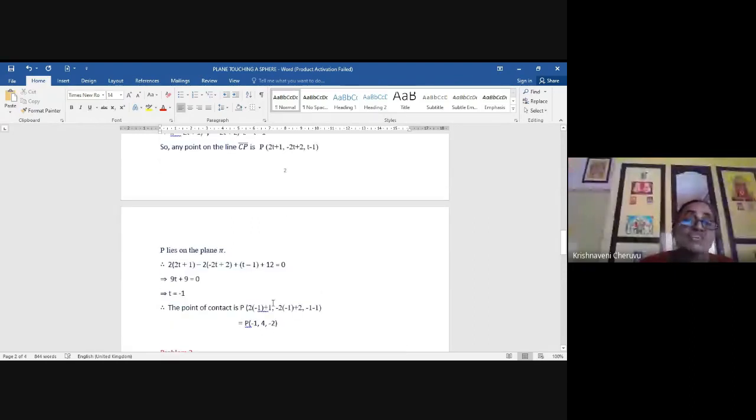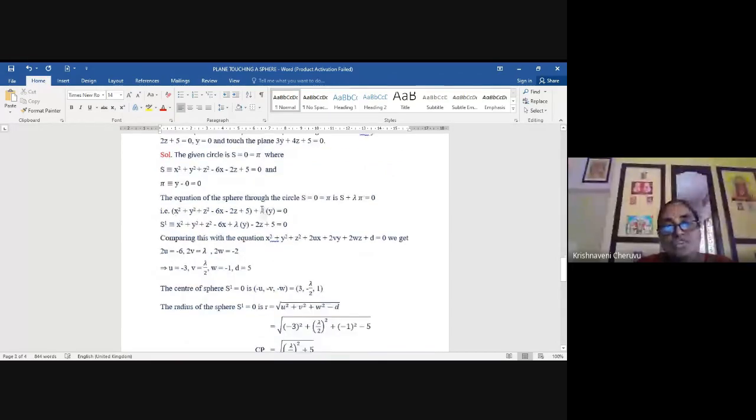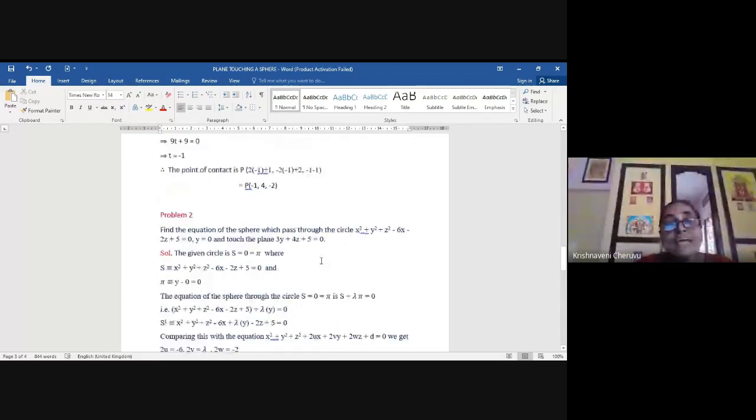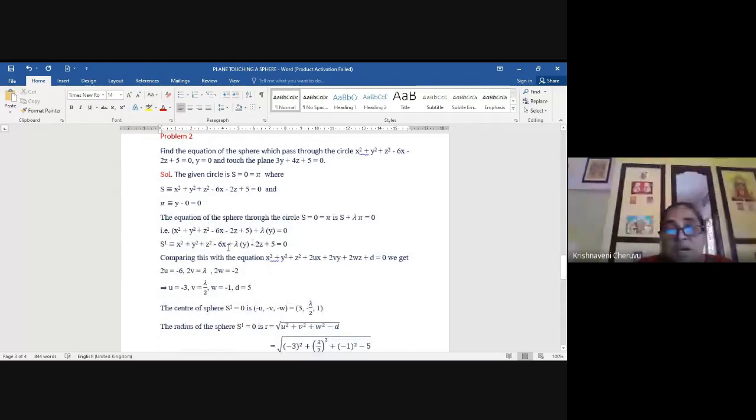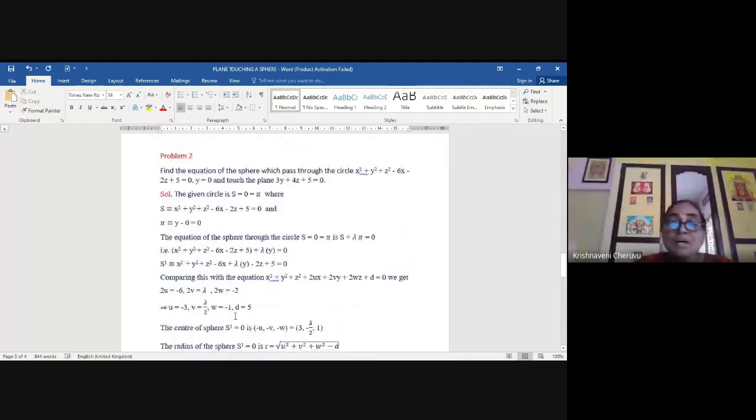The first question very clearly asked you to check whether the plane touches the sphere. Whereas in the second question, he gave you that a plane is touching the sphere. In that case, what is the equation of the sphere? So first of all, you have to find out the sphere passing through the circle. I found out the equation of the sphere passing through the circle. And now this sphere is touching this plane. So you have to equate the radius of this sphere to the distance of this plane from the center of the sphere because they are touching.